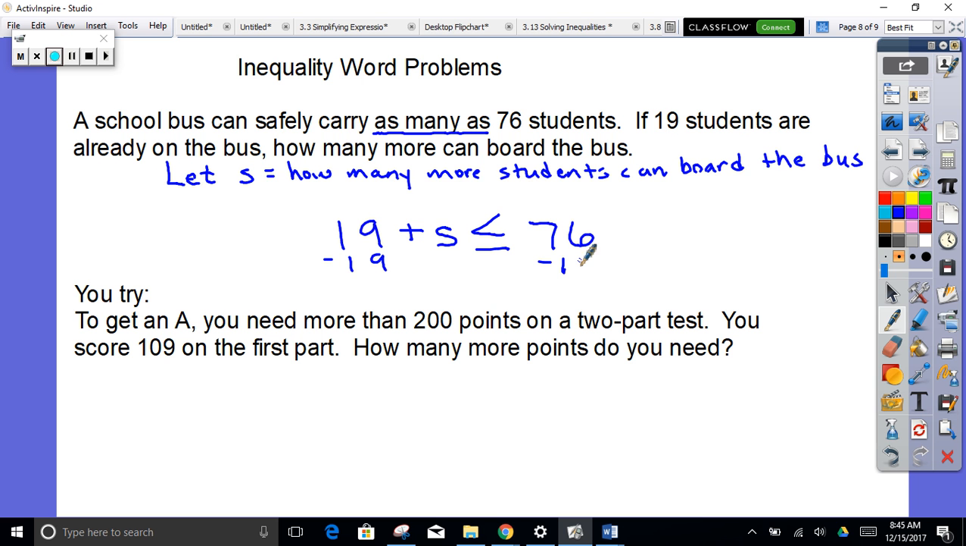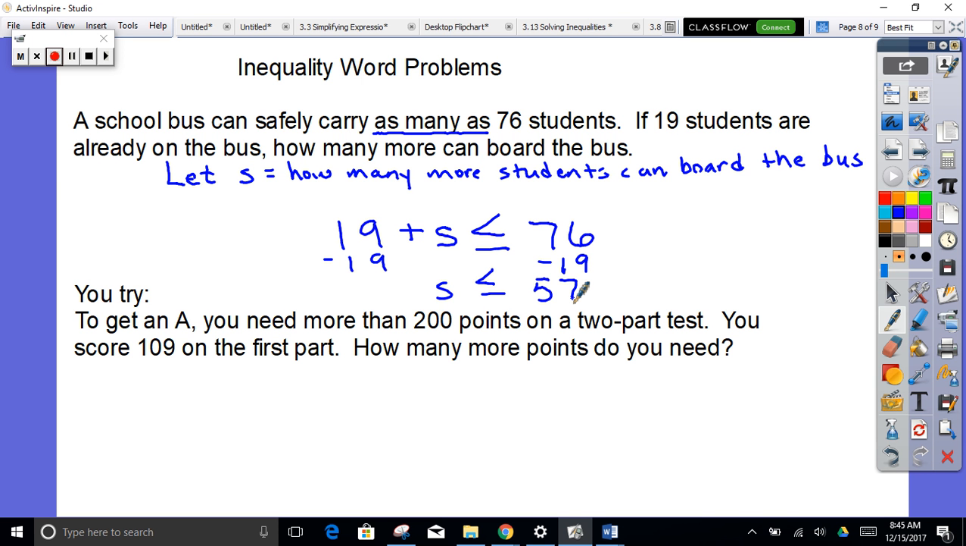Subtracting 19 from both sides gives us S is less than or equal to 57. Now let's see if that makes sense. We're saying that the number of students who can still board the bus has to be less than or equal to 57. So since it could be equal to 57, that should work. If we go back to our original situation, we have 19 students on the bus. If we add 57 more, we're going to get 76. So that would work because we can have 76 on the bus.